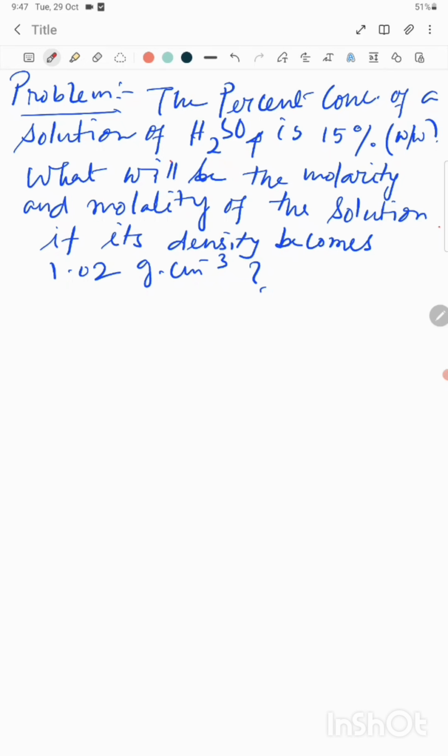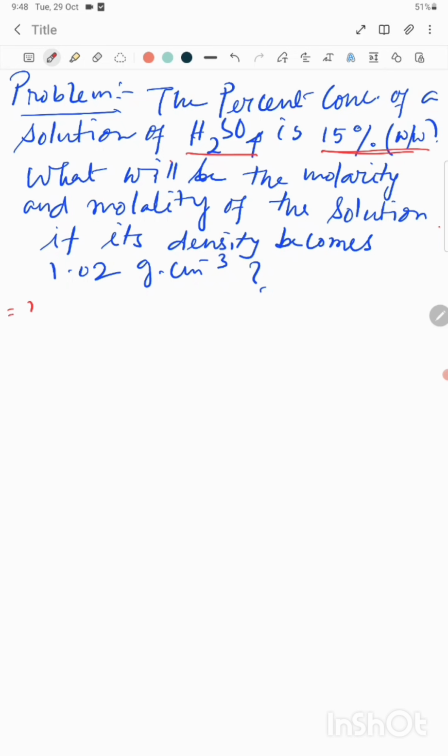Now let's see the problem. The percent concentration of a solution of H2SO4 is 15% weight by weight. What will be the molarity and molality of the solution if its density is 1.02 gram per cm cube? So this is the problem given. We have to calculate both molarity and molality. Directly, what are the data given here? 15% w/w H2SO4.